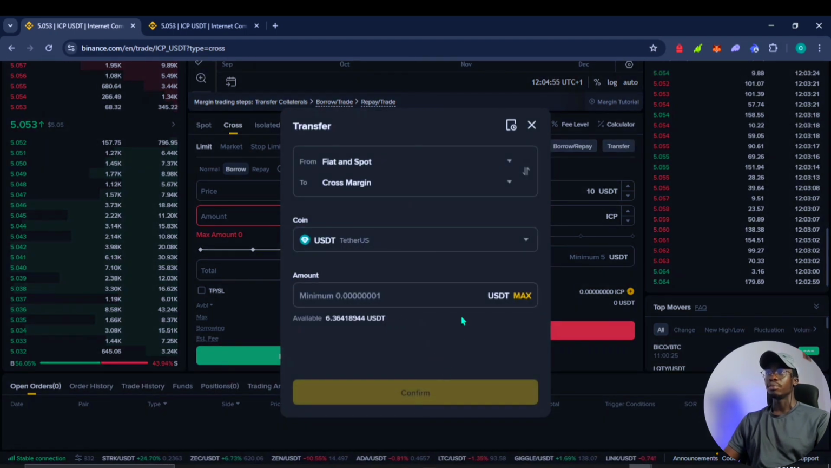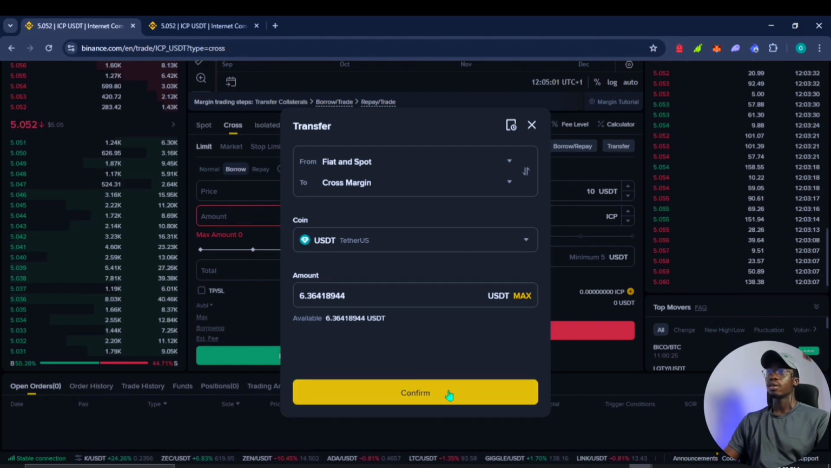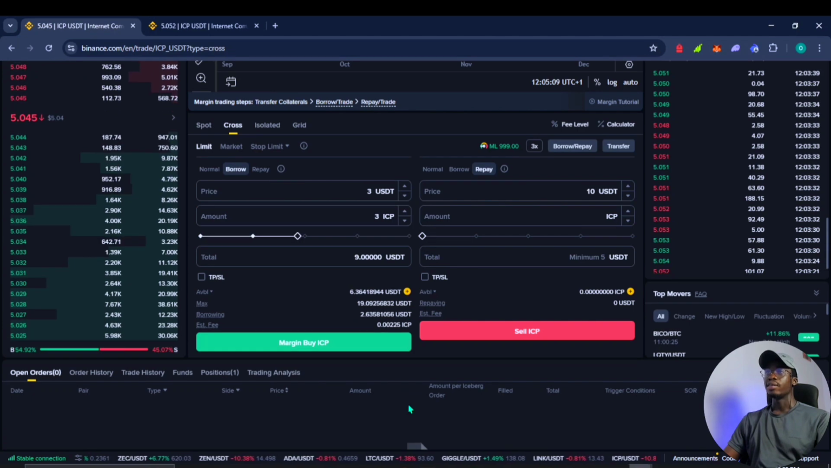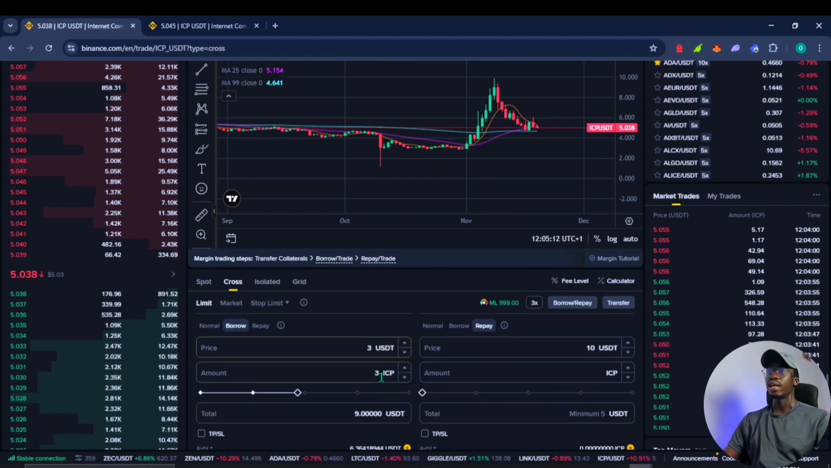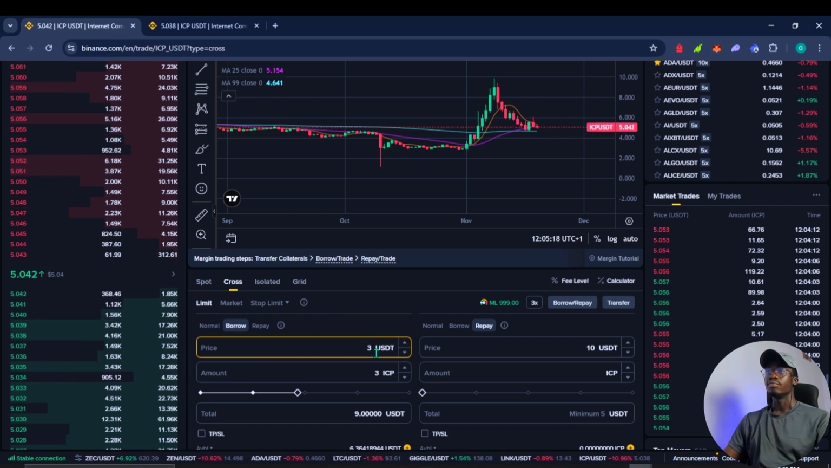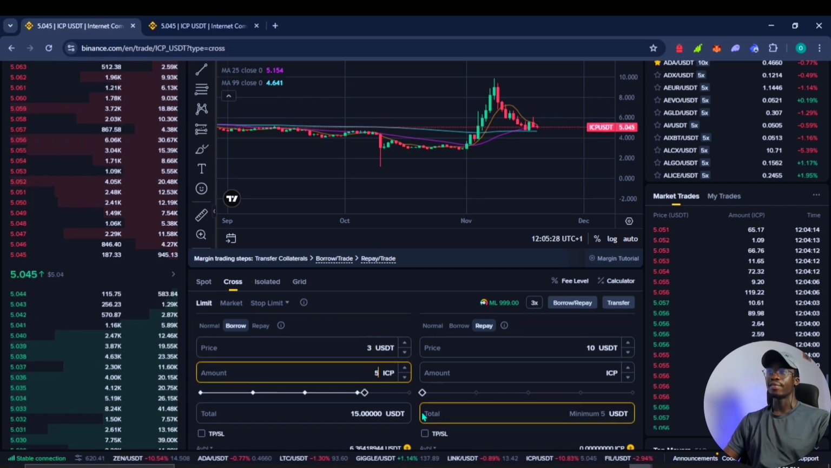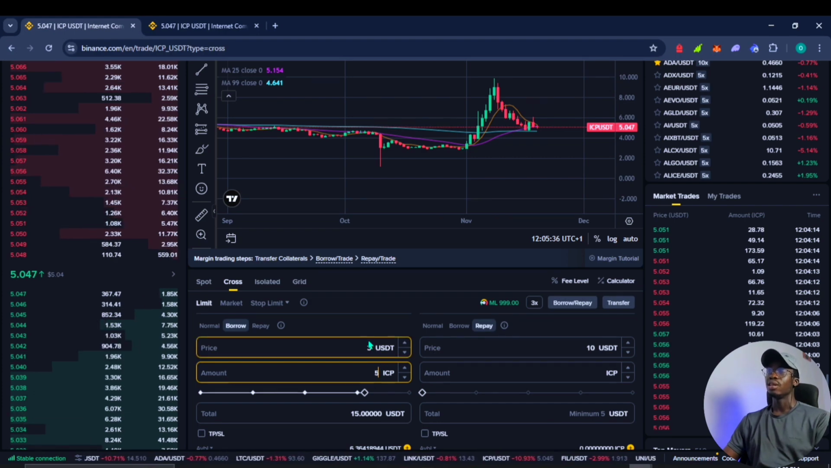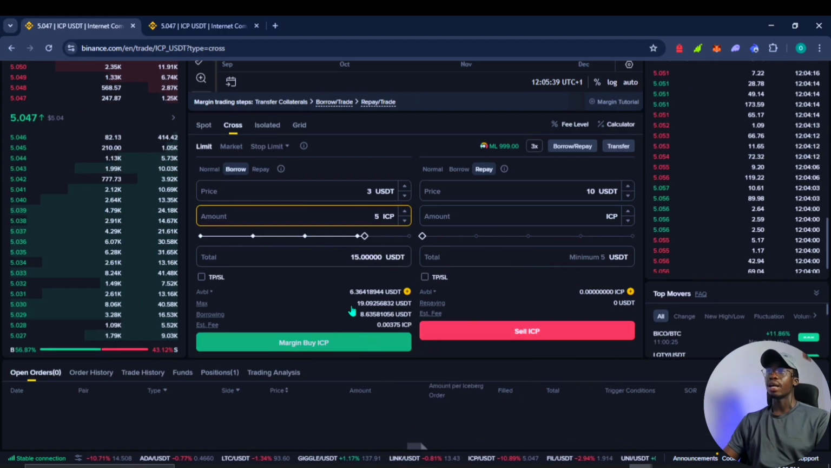So for the sake of this video, I deposited some amount of money on my spot wallet, and I'm just going to click on max and press confirm. After I've done that, you would see that I have 6 USDT showing as my available balance. However, remember, I want to purchase 3 ICP for the price of 3 USDT, or let's even say 5. Let's say I want to purchase 5 ICP at the price of 3 USDT, and that is going to cost me 15 USDT in total, right? And the whole amount I have in my account is just 6 USDT.